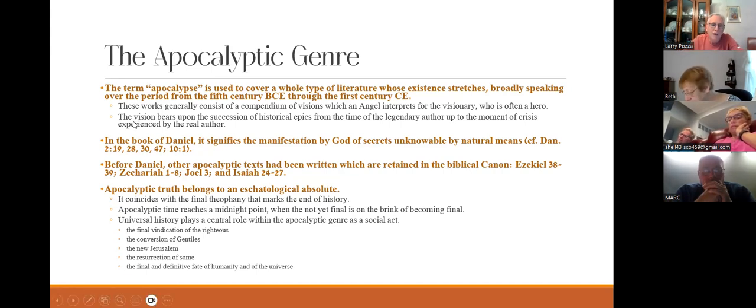But here's what I think is really at the heart of apocalyptic literature. Apocalyptic truth belongs to an eschatological absolute.